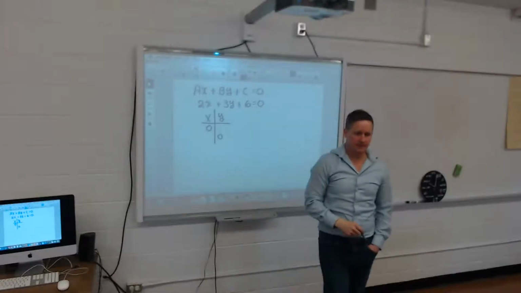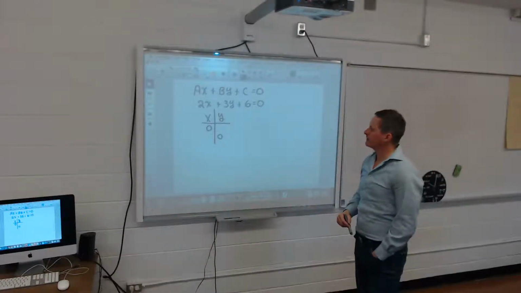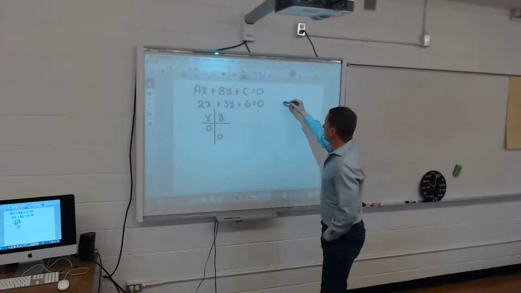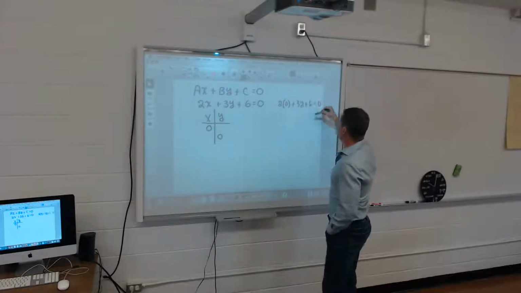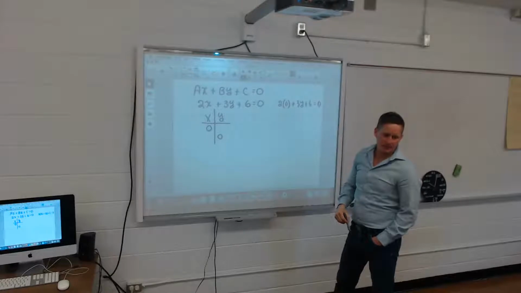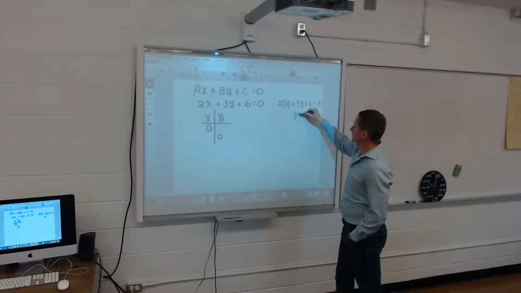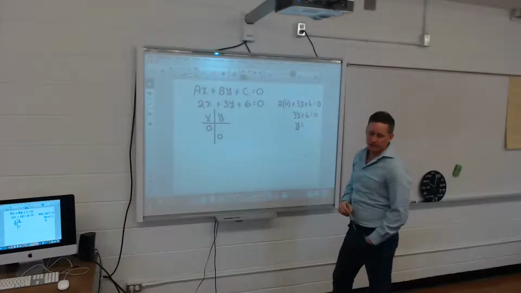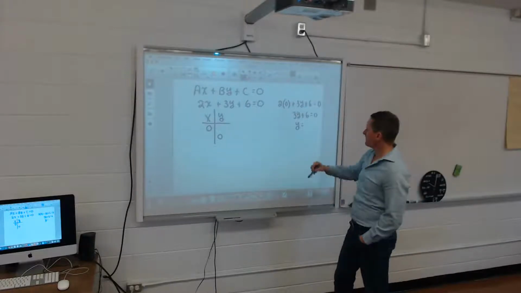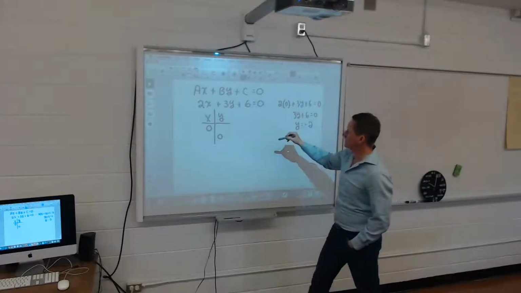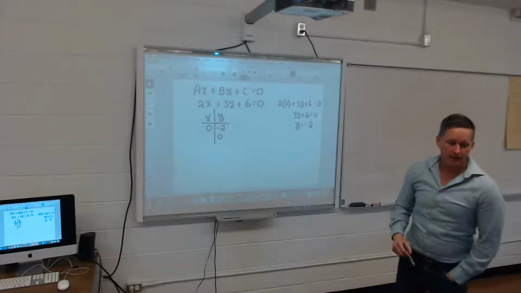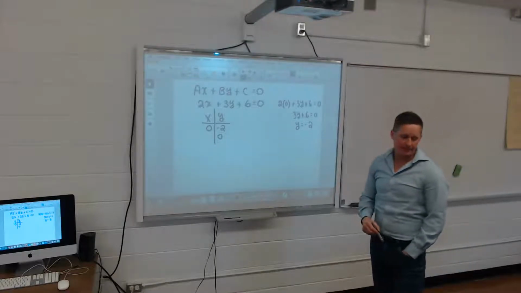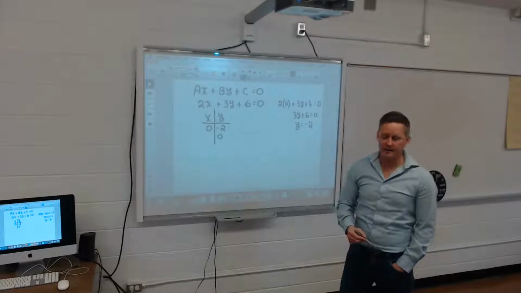is find my intercepts. So I'm going to put 0 in for x and solve for what y is. So I'm going to rewrite that over here. 2 times 0 plus 3y add 6 equals 0. 2 times 0 is 0. 3y add 6 equals 0. I'm going to subtract 6 and divide by 3. So I'm going to get y is equal to -2. So when x is 0, y is -2. So that's my y-intercept. That's where the graph is going to cross the y-axis.